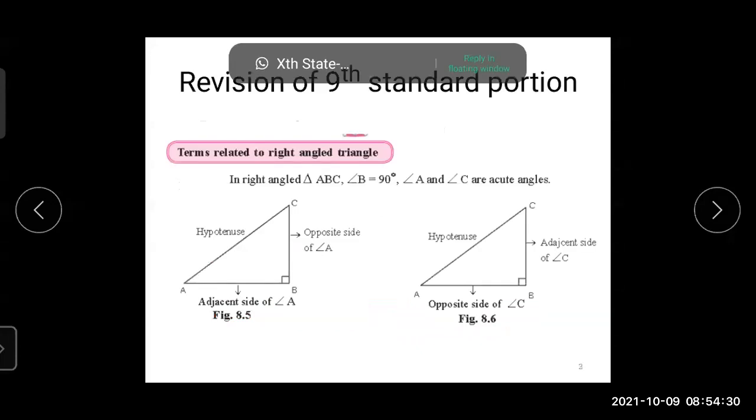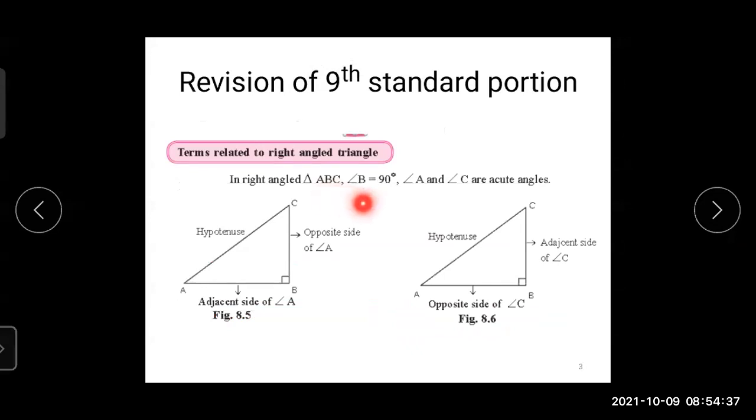Now you might have seen this in the 9th standard textbook last year. In right angle triangle ABC, angle B is how much? 90 degrees. Angle B is 90 degrees. Angle A and angle C are acute angles, that means they are less than 90 degrees. This is angle A and this is angle C. These are known as acute angles and they are less than 90 degrees. Angle B is 90 degrees.